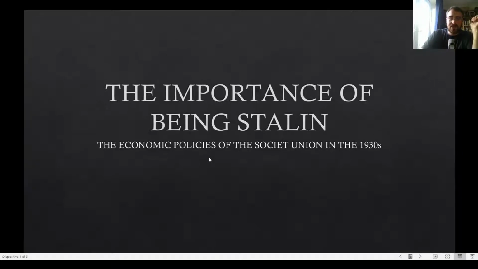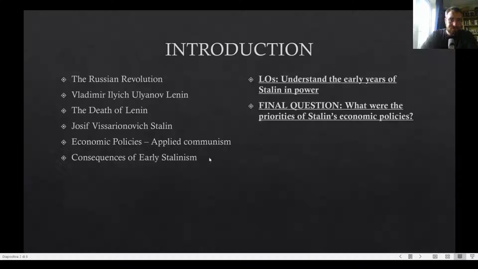In particular, we'll be tackling the following points. I'll give you a small overview of the Russian Revolution, then we will discuss the role of Vladimir Ilyich Ulyanov, also known as Lenin. We'll look at the death of Lenin, then at Joseph Vissarionovich Stalin and at his early life. Finally, at the economic policies of applied communism done by Stalin, and at the consequences of early Stalinism.